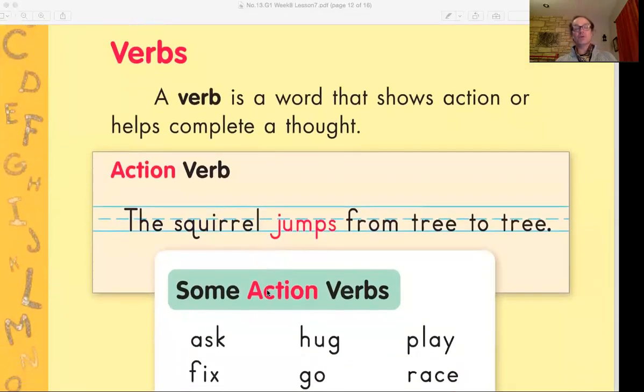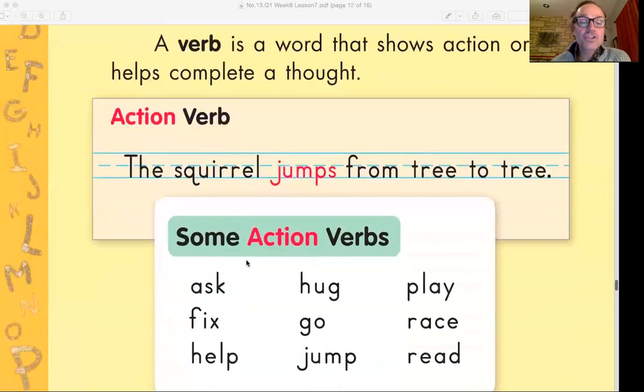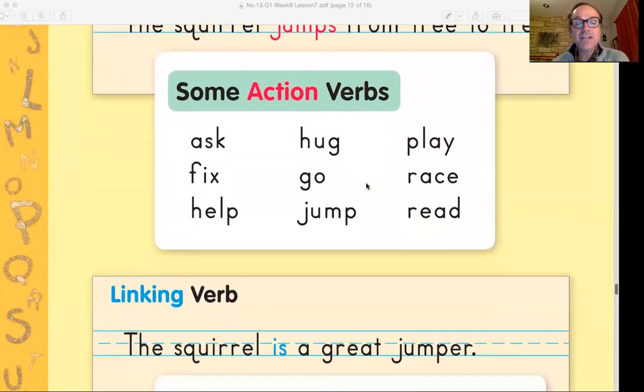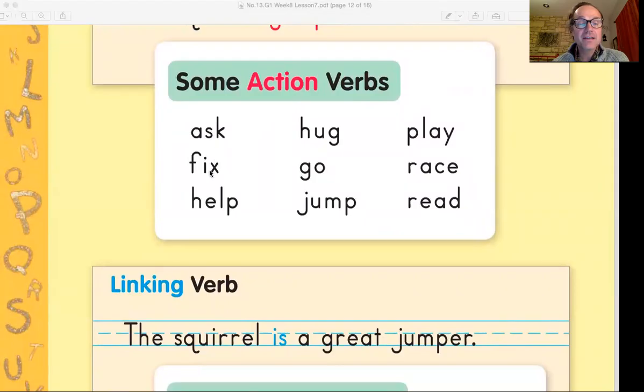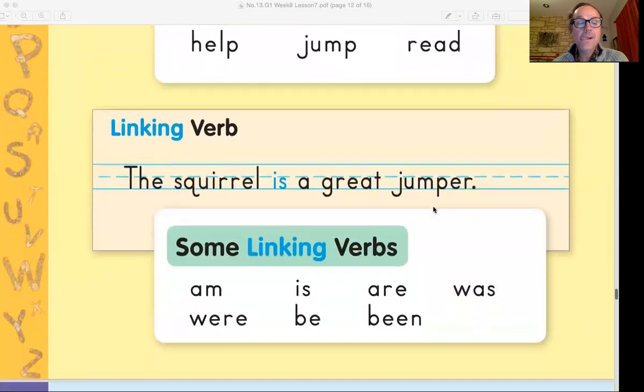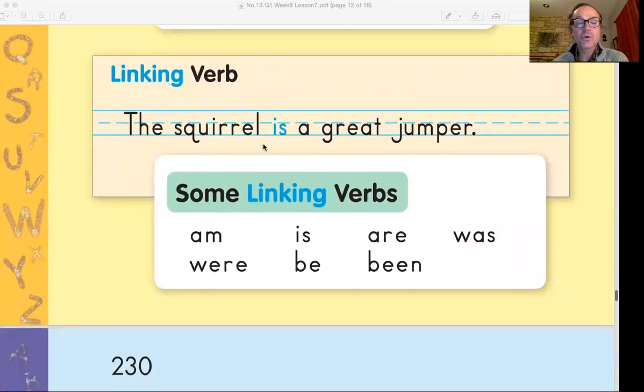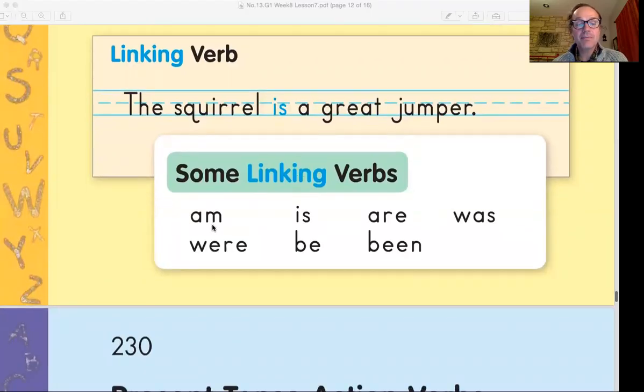Verbs. A verb is a word that shows action or helps complete a thought. Action verb: the squirrel jumps from tree to tree. Here are some action verbs. Right here, a list: ask, fix, help, hug, go, jump, play, race, read. Linking verbs: the squirrel is a great jumper. Some other linking verbs: am, is, are, was, were, be, been.